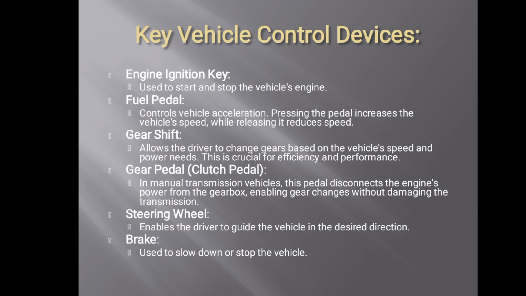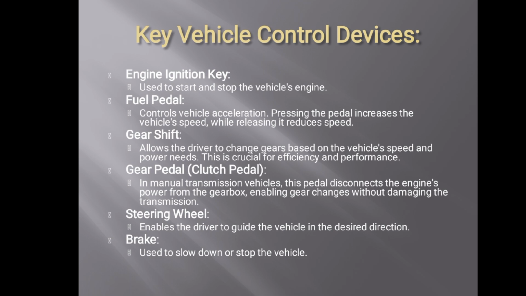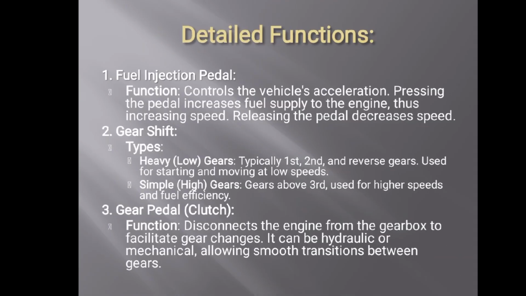The other crucial component of vehicle control is the steering wheel. It enables the driver to guide the vehicle in the desired direction. And finally, we have the brake, which is used to slow down or stop the vehicle. So now it is time to see each vehicle control device in detail, but we will focus more on the steering wheel and brake. So let's break down each device one by one.